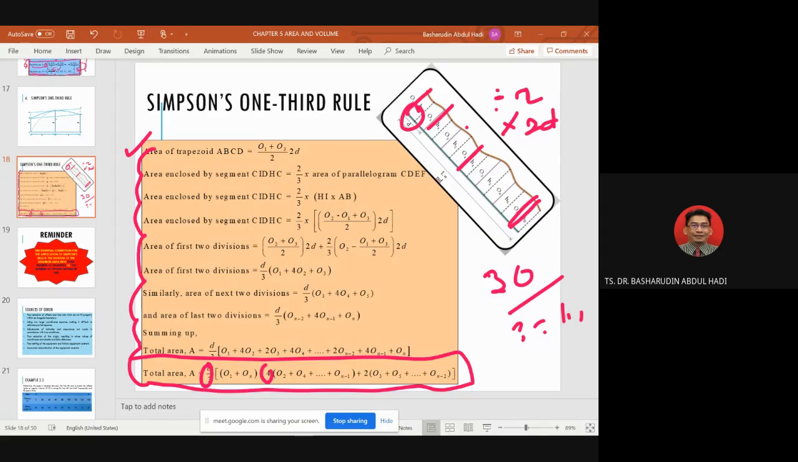And then you plus 2 times O3, plus O5, 3, 4, 5, O5, plus until you finish at ON minus 2, like this. So this is the Simpson one-third rule, how you want to use it to calculate the area, the total area.